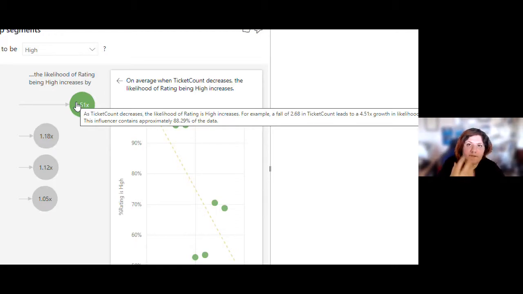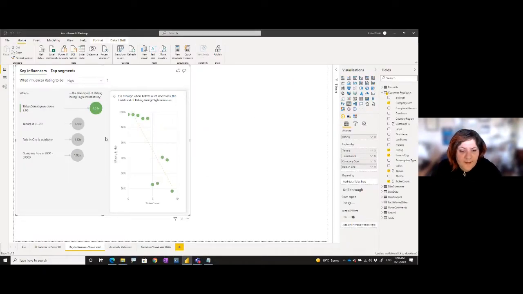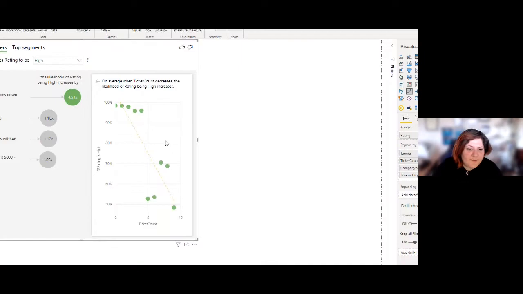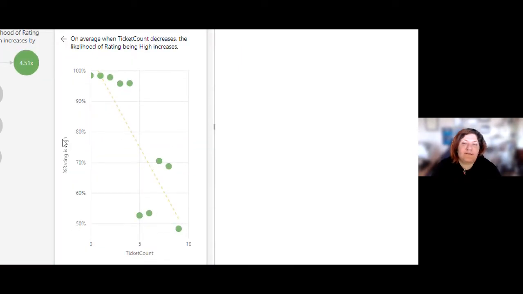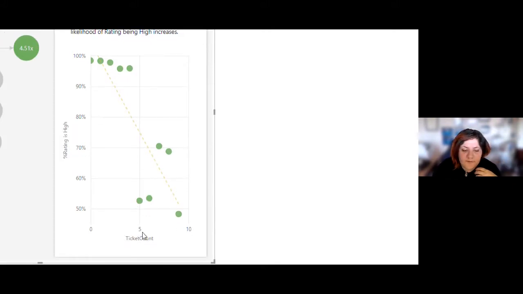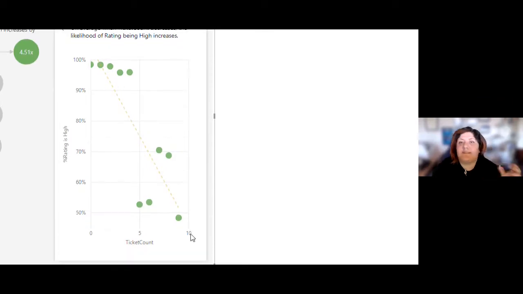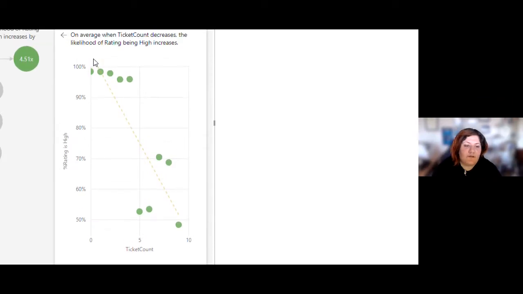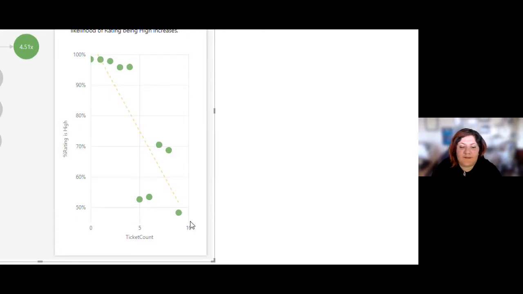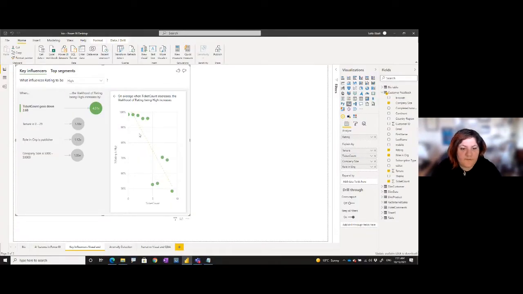So it also provides an explanation of what is happening, and you can also see in the chart that this is the rating. So it converts the high and low to a percentage. That said, the percentage of the rating becoming high, as the number of tickets increases, you see they have a vice versa relationship. As there are fewer tickets, the chance of the rating going high is higher. So the second one is tenure.